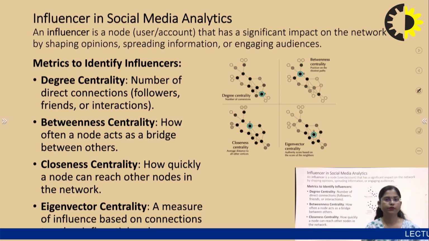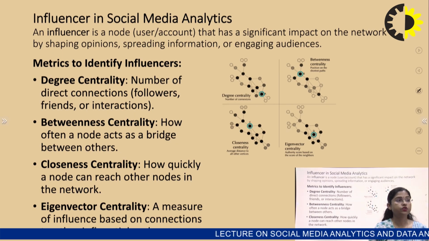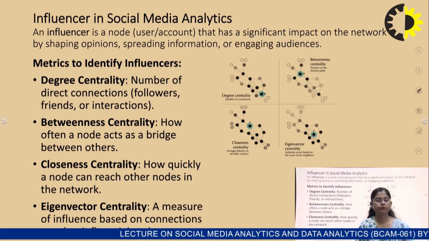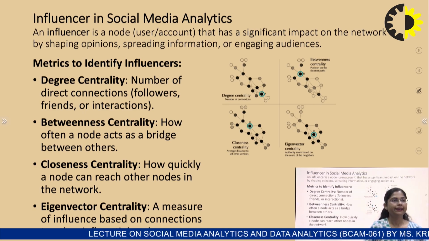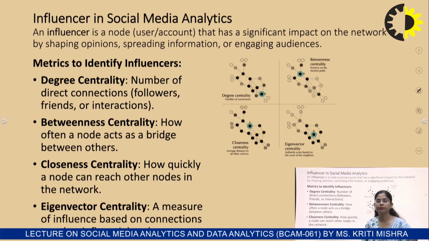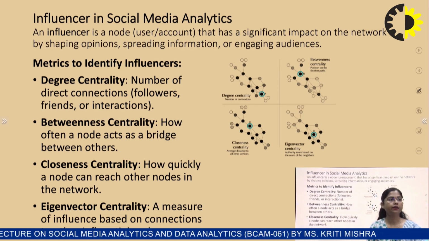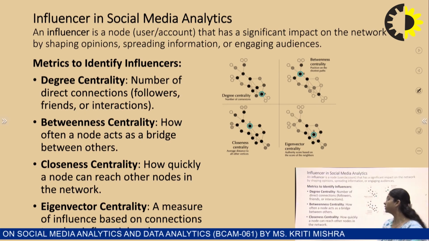So we have already seen what is an influencer. An influencer is a node. In the concept of graph theory, we will study what is an influencer. An influencer is a node, a user or account that has a significant impact on the network by shaping opinion, spreading information, or engaging audiences. So there are various metrics to identify an influencer. So what are these metrics?